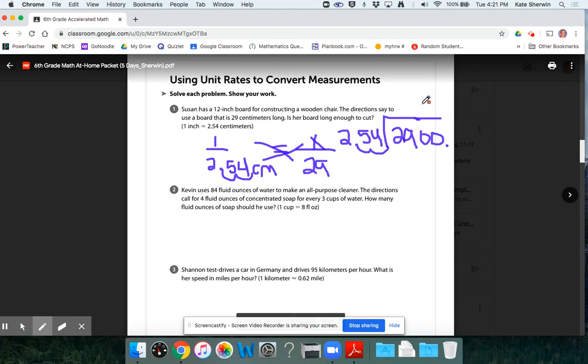Now, there's no need to keep on going if it's a repeating or a non-terminating decimal. You really just want to know, is this whole number here going to be 12 point something, meaning she's going to need more than 12 inches of board, or is it going to be something that rounds up to 12 or something below 12? So don't kill yourself doing the division. Just do enough so that you know if 12 is enough.